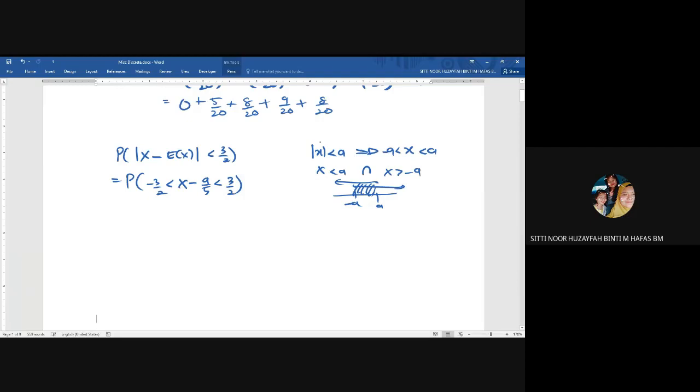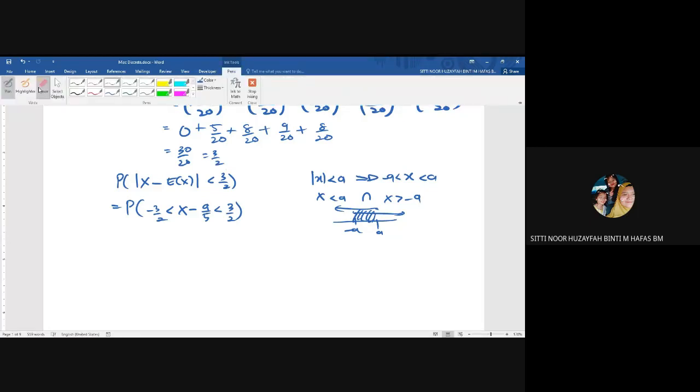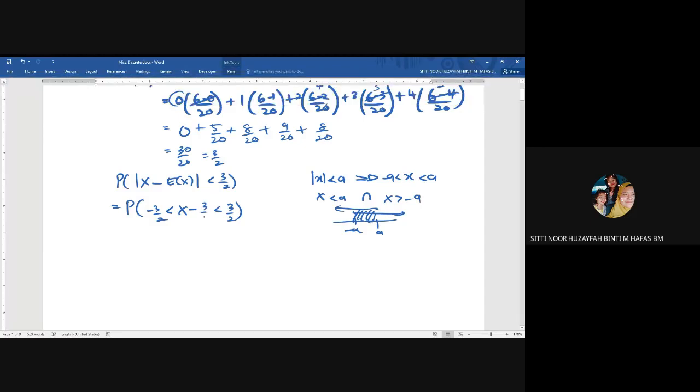So, this should be 0 because 0 multiplied by 6 over 20. I forgot this is multiplied by 0. So, it should be 30 over 20, which is 3 over 2. So, here, this value should be 3 over 2.